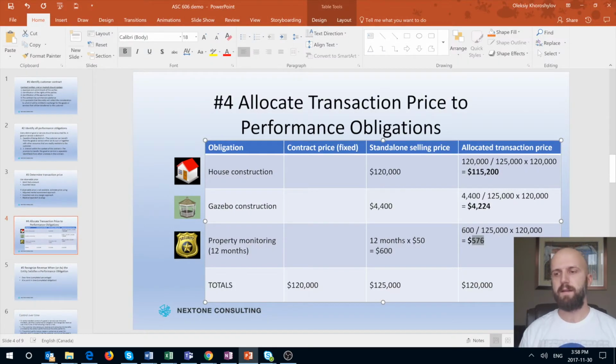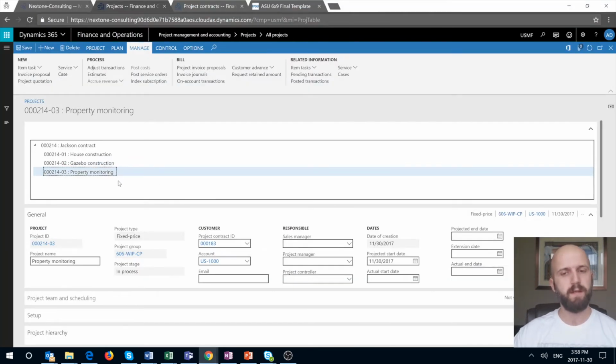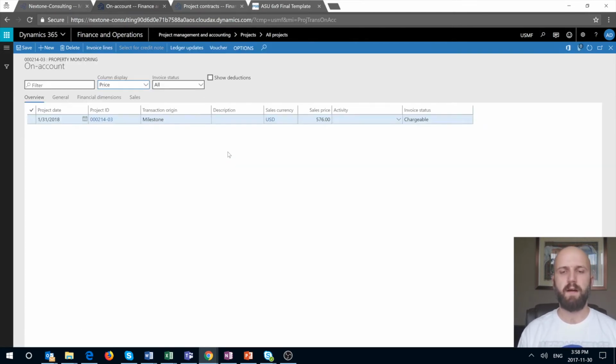An allocated transaction price for property monitoring for 12 months is $576. We're going to select our property monitoring sub-project and go to on account transactions, and we see $576. The gap here is that the calculation of that allocated transaction price for each obligation for each sub-project is done, unfortunately, outside of D365. So the system is not capable out of the box to calculate a transaction price for each obligation, and we had to do these calculations outside of D365 and then input the results under on account transactions for each sub-project.